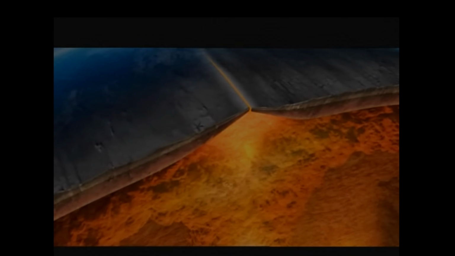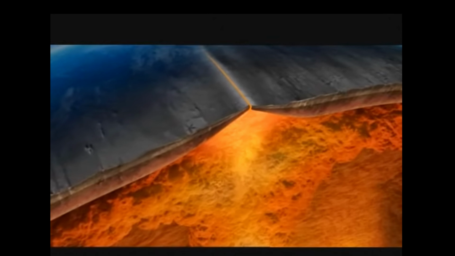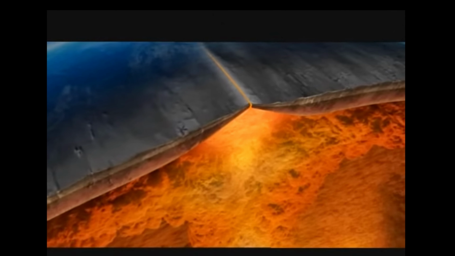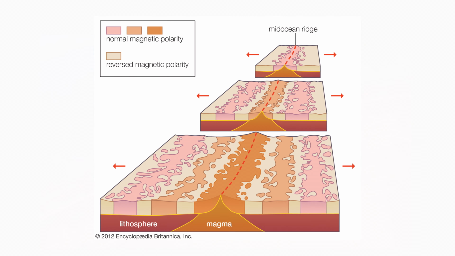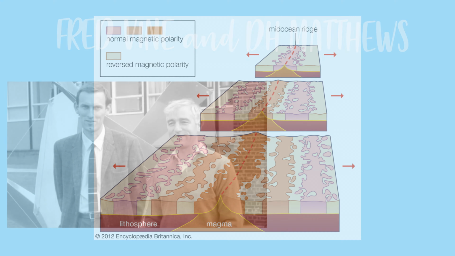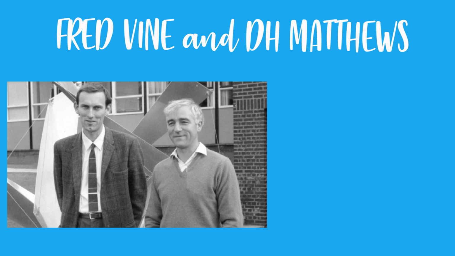Hess's theory was almost complete, but there were still things that needed to be explained. For example, geological studies of the seafloor had also revealed geomagnetic reversals. It meant that it had been discovered that on both sides of oceanic rifts, there were bands of rocks with either normal or reversed magnetic crystallization. Fred Vine and D.H. Matthews were the scientists who managed to provide a coherent explanation for the appearance and pattern of these magnetic bands in the seafloor, and how it related to their creation and movement.